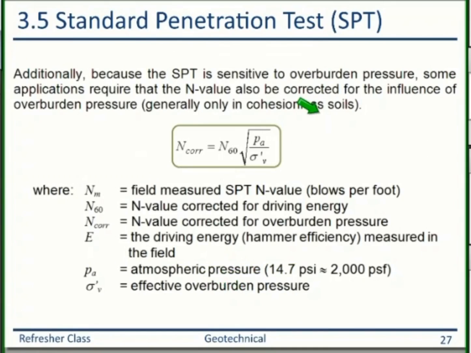And also for granular soil such as sand, you need to apply the overburden correction factor, which is given here, square root of PA divided by sigma dash B. PA is atmospheric pressure, equal to 2000 psf, and sigma dash B is the effective overburden pressure. We will talk about effective overburden pressure tomorrow in chapter 6.